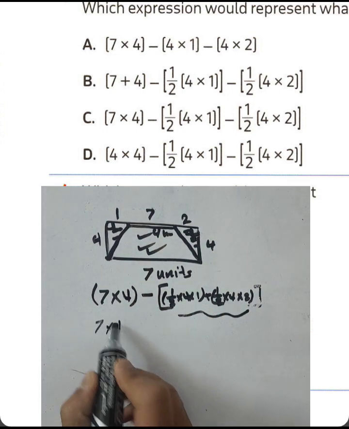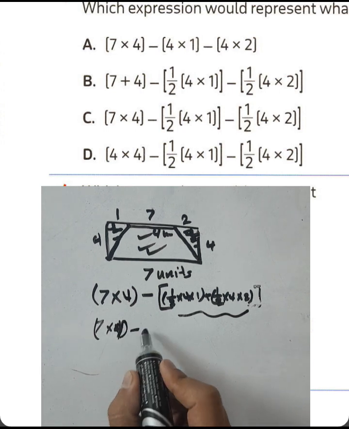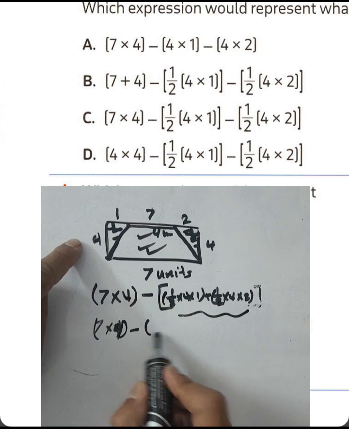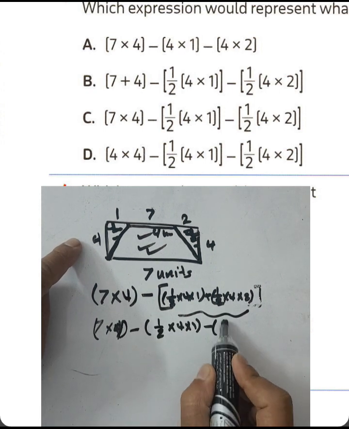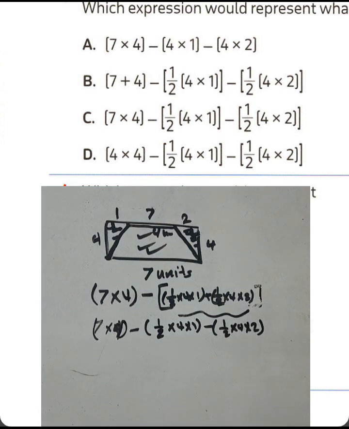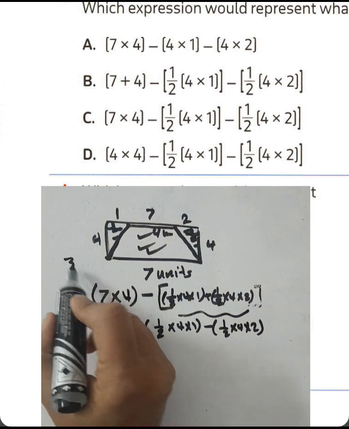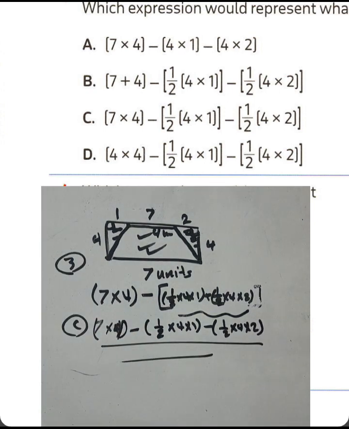He writes 7 times 4, length times width, subtract half times 4 times 1, subtract half times 4 times 2. Then for this example, question number 3, you must choose letter C. Choose letter C to find the area of this trapezium. I have used this method to find the area of this trapezium.